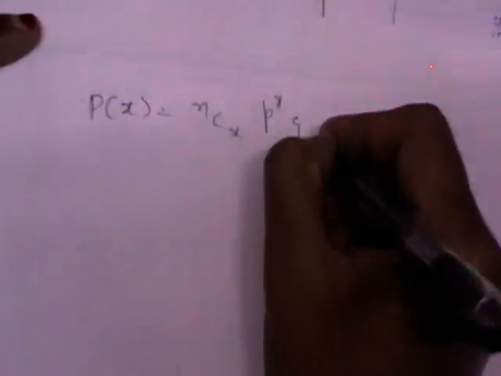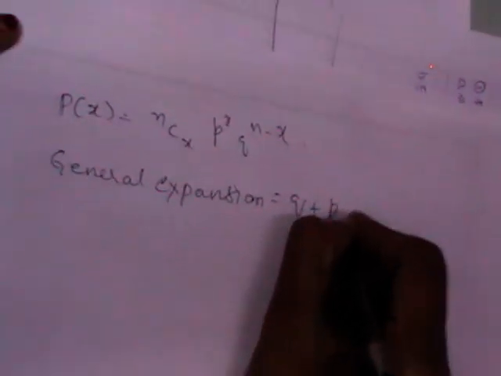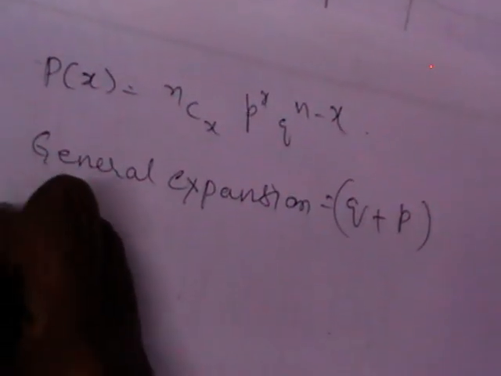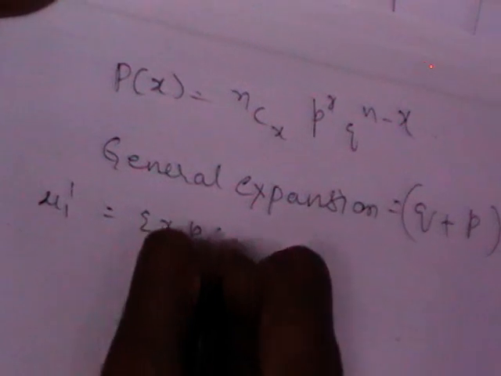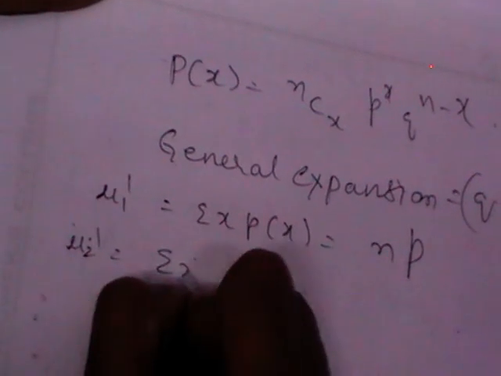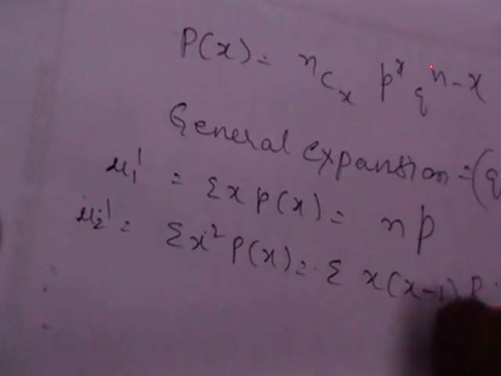Just I want to tell you how to remember these long expressions of the first 4 moments. What is the PMF of a binomial distribution? This is the PMF of binomial distribution. You should remember the general expansion which we are going to use. What is the general expansion here? q plus p to the power n. Now after this I think we have the mean. We are going to write this as sigma x p of x. So you will get np here. So if it is mu2 dash, this is nothing but sigma x square p of x, which we are writing as x into x minus 1 plus x into p of x.